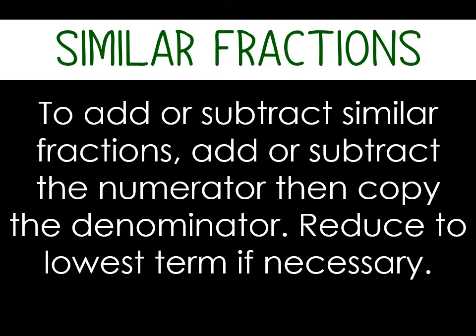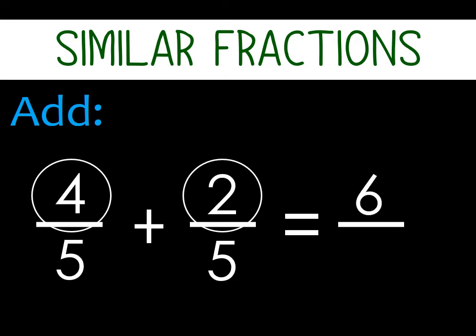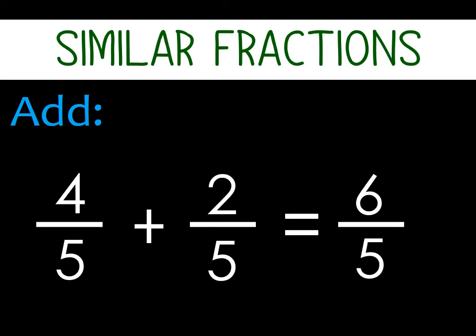So, pag sinabi daw nating similar fractions, sila yung fractions na parehas ang denominator. So, ang technique lang dyan, i-add or isusubtract ang numerator at kokopyan ang denominator. Let's have an example. Let's say we have 4 over 5 plus 2 over 5. So, we simply add the numerators. So, 4 plus 2 is equal to 6 and copy the denominator 5. As simply as that. So, ganun lang mag-add ng similar fractions.